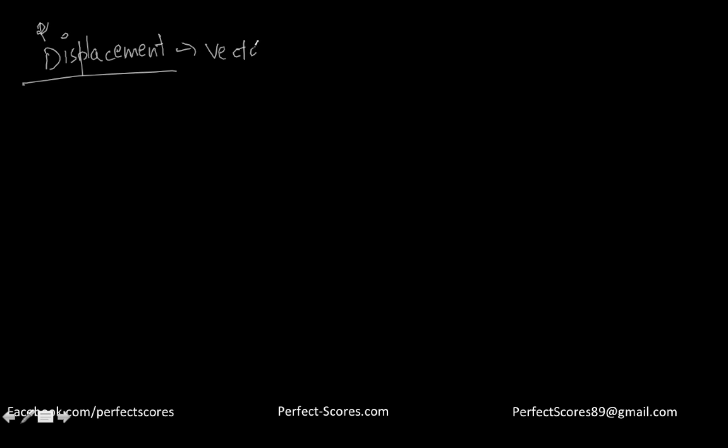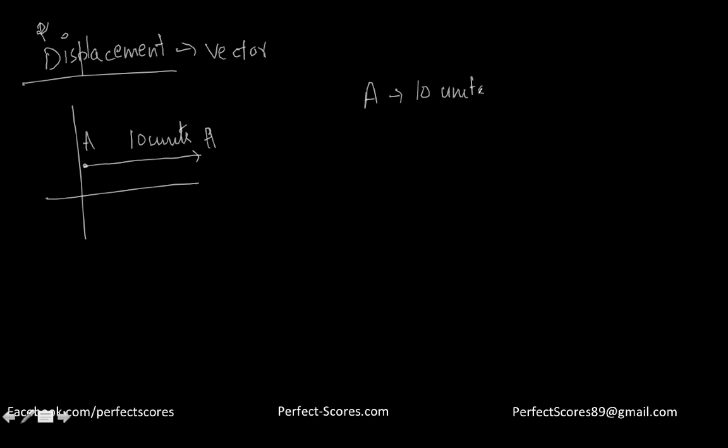For example, let's suppose you are here on the horizon, and you move to the right by 10 units. You would say that A moved 10 units east. This is something that we call a vector. So a vector is defined by both direction as well as magnitude.